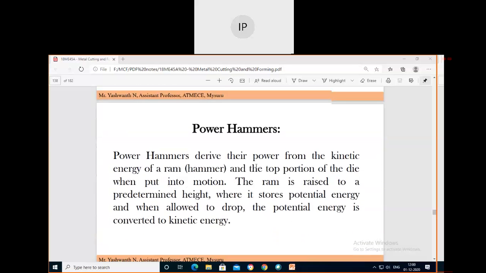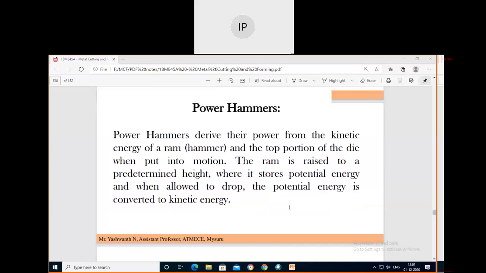Power hammers derive their power from the kinetic energy of a ram or hammer. It is movable, along with the top portion of the die, when put into motion. The ram is raised to a predefined height where it stores potential energy, and suddenly it is allowed to drop below. That potential energy is converted into kinetic energy. It is a simple mechanism, up and down. You lift the hammer and release it. Due to gravitational force, it will come down.